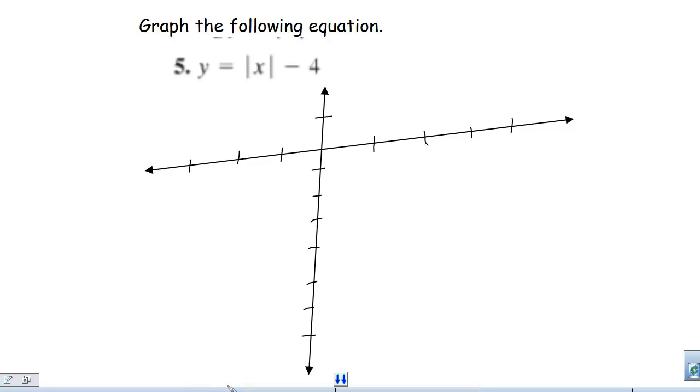Starting at 0 for this one. Where are we starting at? -4. Yeah. So we're starting at -4. And then what's your slope going to be? Up 1 over 1, yeah. So that would be my graph right there.